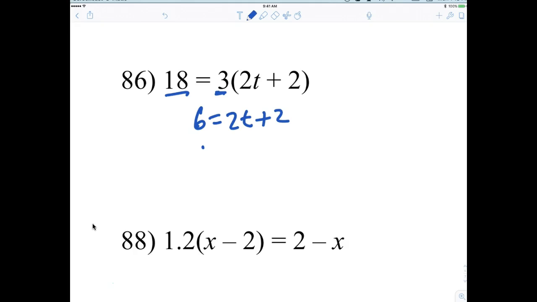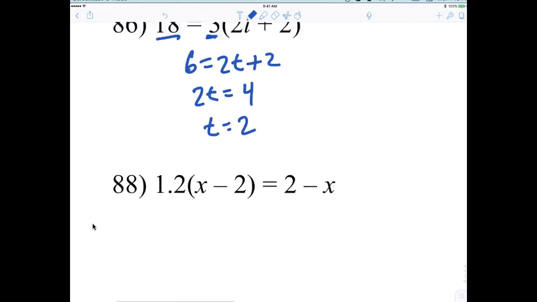So now 2t equals what? 4 or 8? Which one? 4, right? Because you have to subtract. Yes, you do. Final answer: t equals 2. Everybody okay with that? All right.